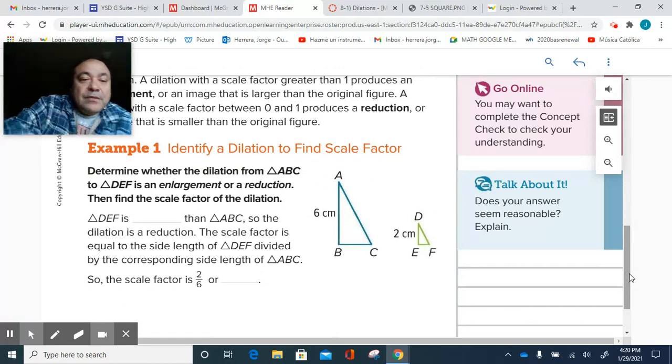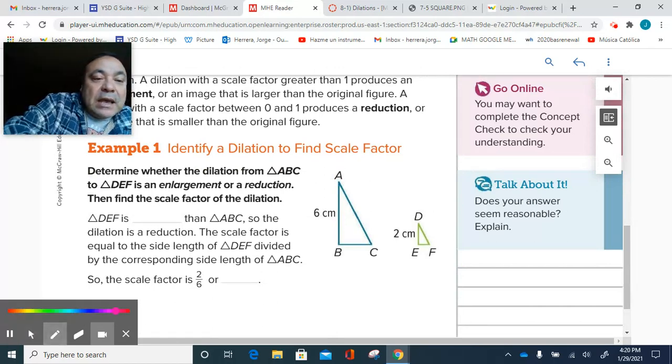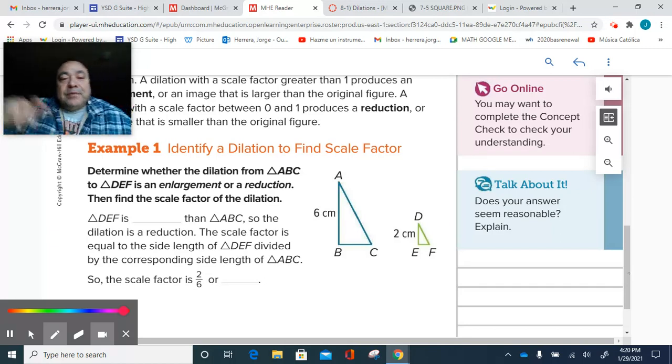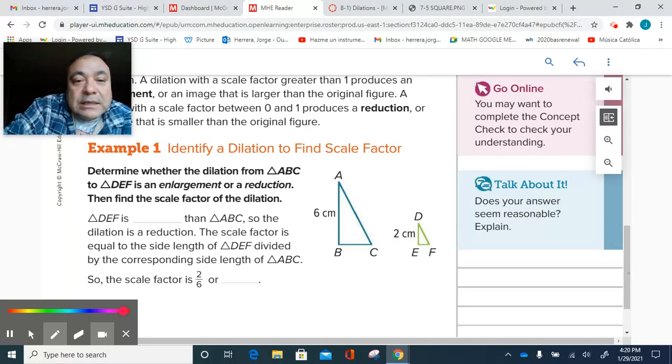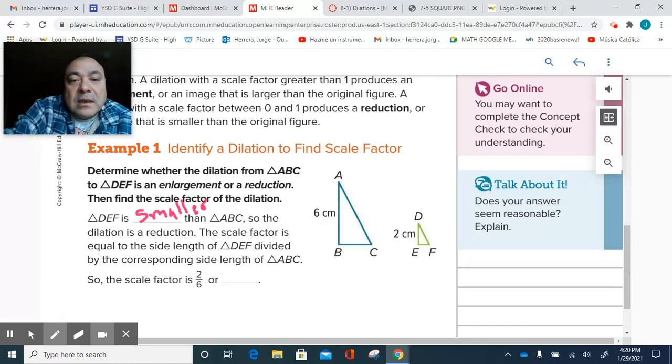If you can see this, we can actually go in here and see it, guys. So we had triangle ABC, which is the big one, to DEF, okay? And we see in here the triangle DEF, the small one, is smaller. Can you see that? It's just smaller than ABC. So the dilation is a reduction. If it's a reduction, guys, we need to take the small side and divide it by the big side, okay? If it was an enlargement, it would be different, guys, okay?